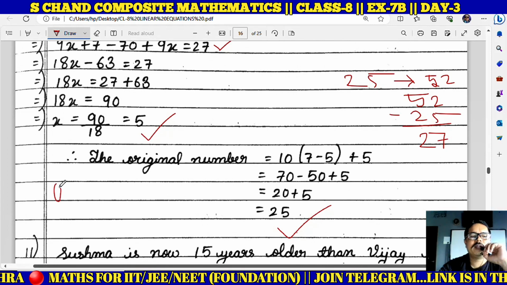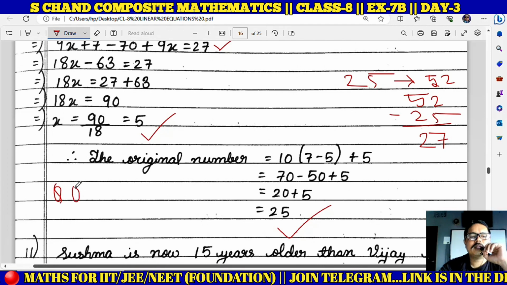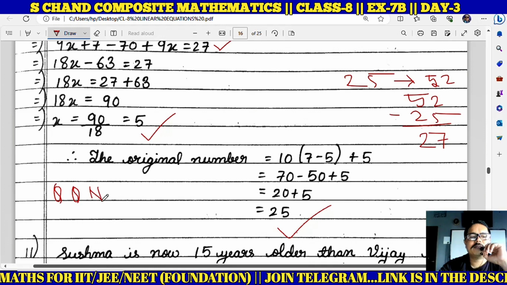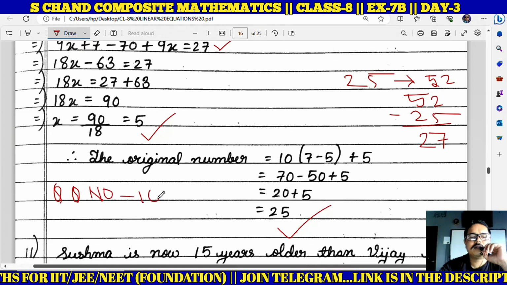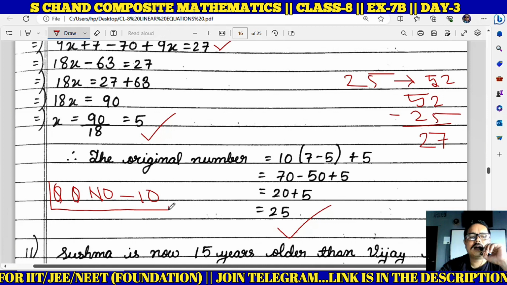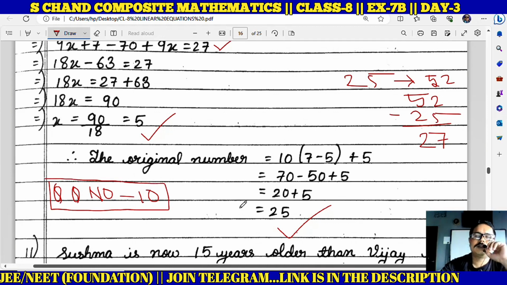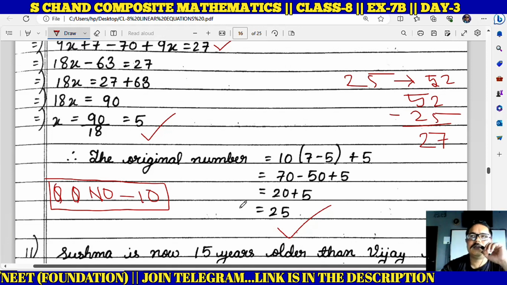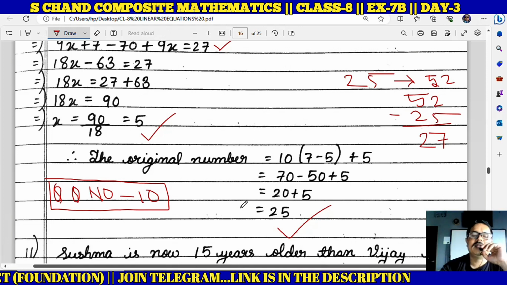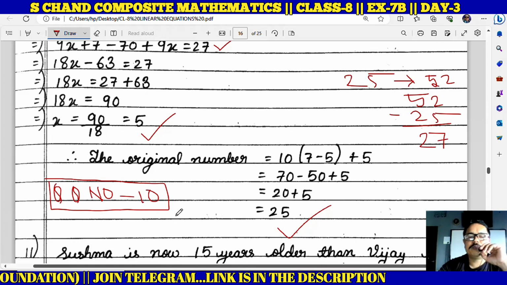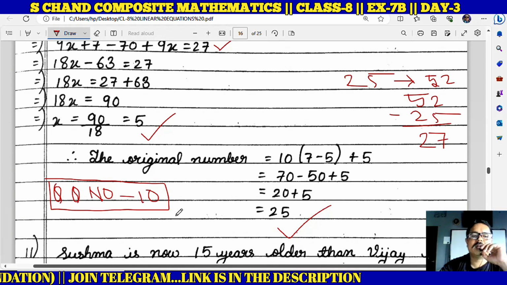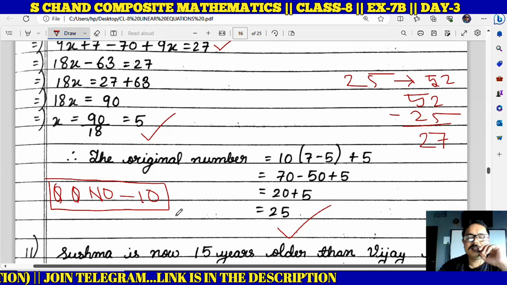So dear children, today we will do till this much only. That means till question number 10 we have done in today's class, because if I do all the sums, it will take more half an hour and the video will become too lengthy. So in the next part I will explain the remaining questions of this exercise.